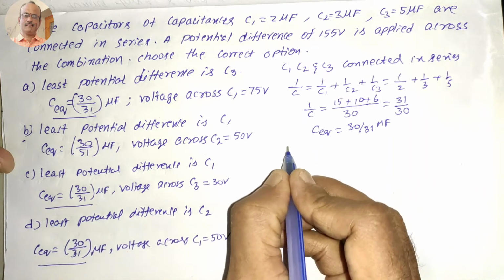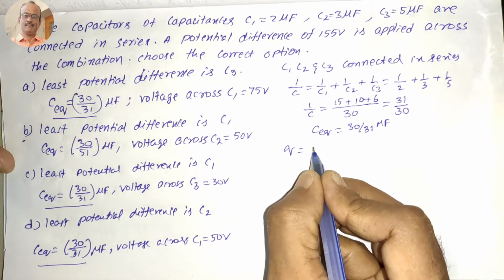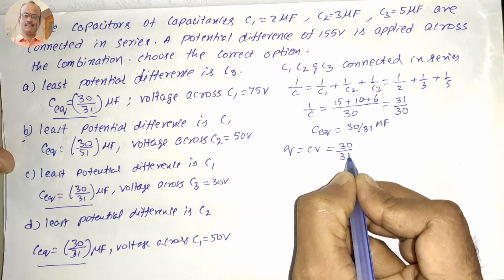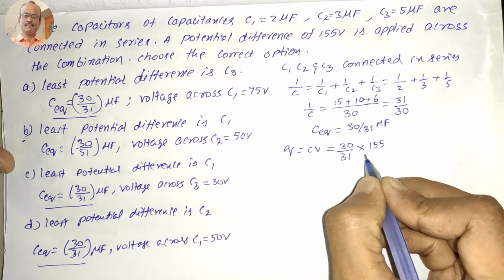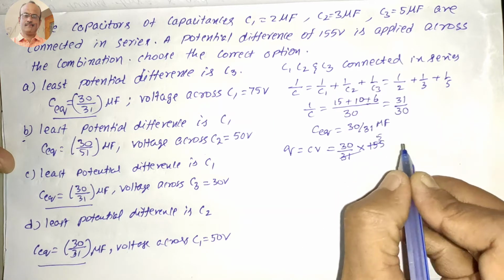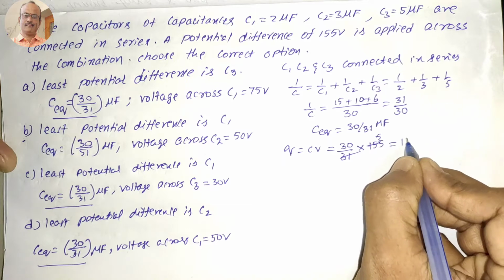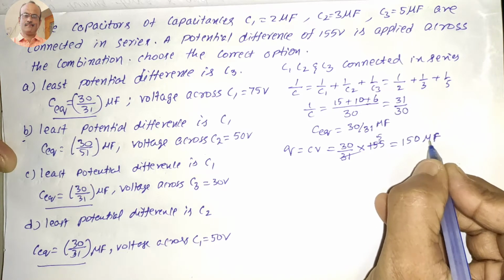Now to find charge, charge Q is equal to C into V. C is nothing but 30 by 31 into V applied, that is 155, 31 5s, that is what happens here, 5 into 30, that is 150 microcoulombs.